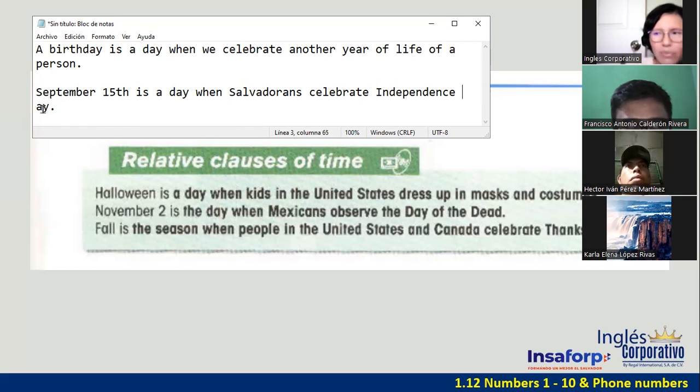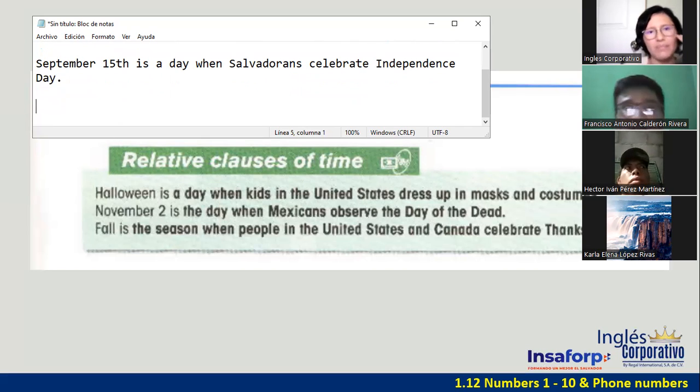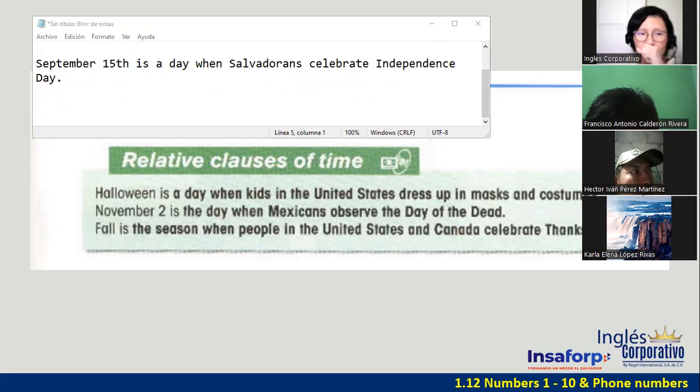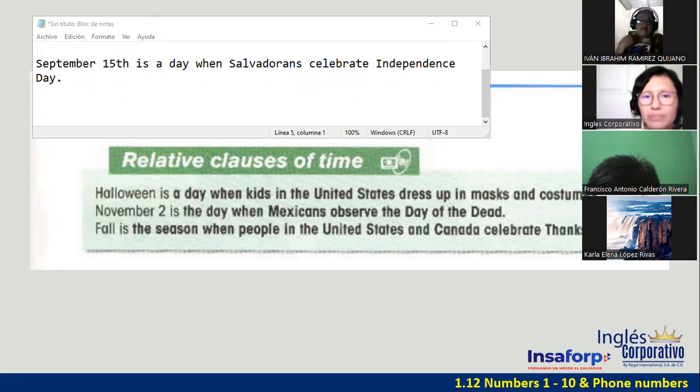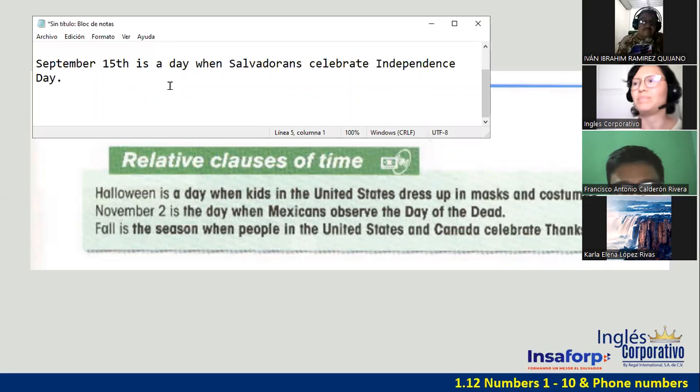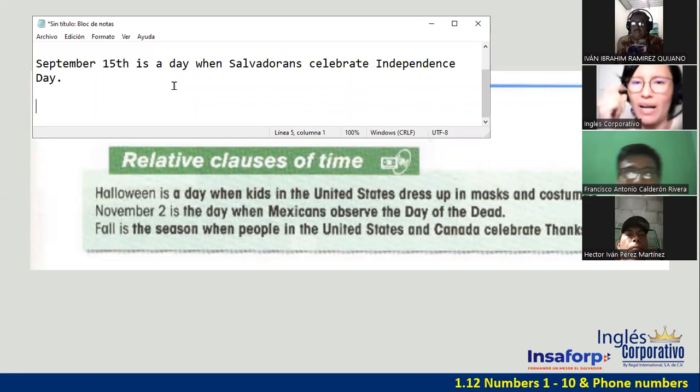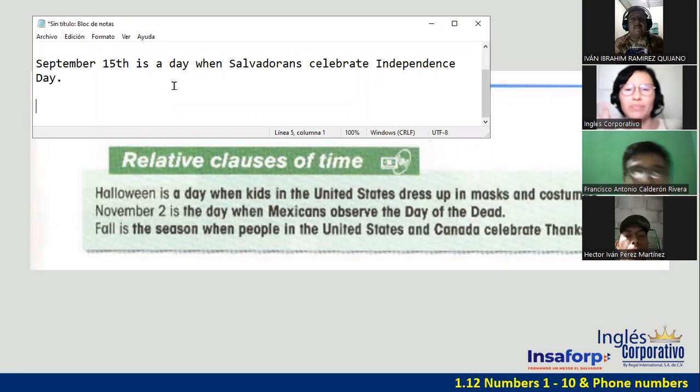Can you think of another example, guys? ¿Otro ejemplo? Another example? You can do it. Dígame, Iván, Ibrahim. I have an example, teacher. The weekend is a good day to go for a walk. Sí, solo que no tiene when. Okay, vamos a estructurar.